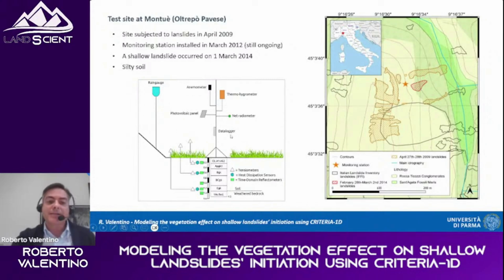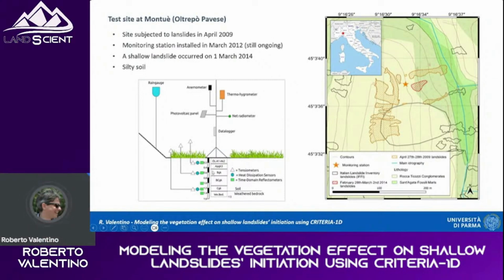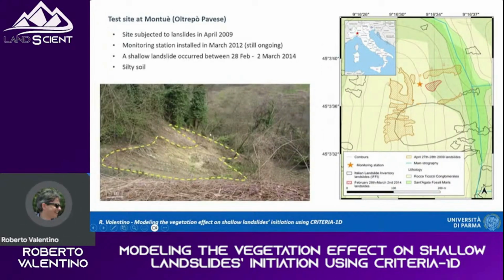The monitoring station is composed of a thermohygrometer, a photovoltaic panel, a net radiometer, an anemometer, a rain gauge, and of course all these data are collected by a data logger. In the soil, we installed different kinds of devices in order to acquire measurements of water content at different depths, and even soil suctions at 3 depths, specifically soil suction at 20 centimeters, 60 centimeters, and 1.2 meters. The soil, in this case, is mainly a silty soil. This is a photo of the landslides that occurred between the 1st and 2nd of March 2014.